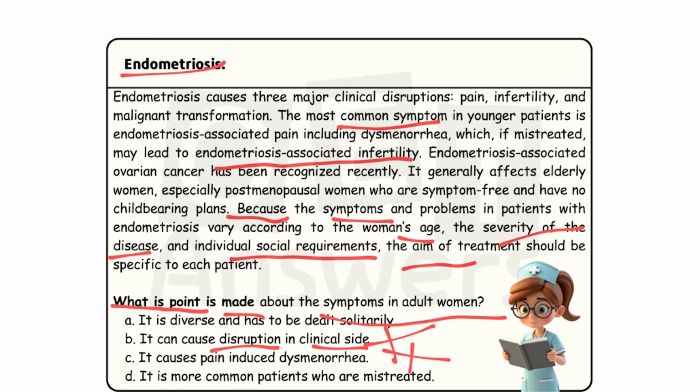Do elimination now. Coming to option D, it is more common in patients who are mistreated. If the person is not treating the condition properly, there will be a risk of mistreating. In the third line you can see, which if mistreated may lead to endometriosis associated infertility. Whether the endometriosis is treated or mistreated, what will happen? There will be endometriosis associated infertility. This is also not in the right location, and it is not the correct point. So you can eliminate option D.